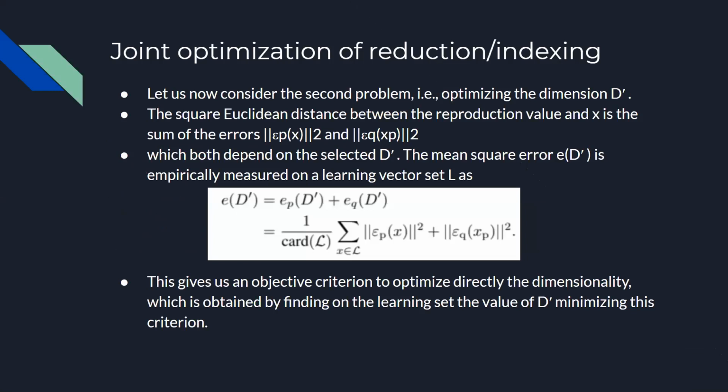Now let's come into the joint optimization of reduction. Let us now consider the second problem, that is optimizing the dimension D dash. The square Euclidean distance between the reproduction value and X is the sum of the errors, which both depend on the selected D dash. The mean square error E of D dash is empirically measured on a learning vector set L. This gives us an objective criterion to optimize the dimensionality directly, which is obtained by finding on the learning set the value of D dash minimizing this criterion.